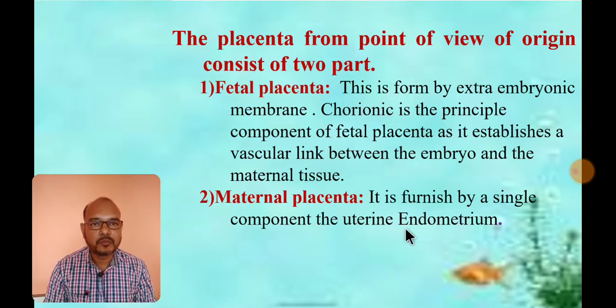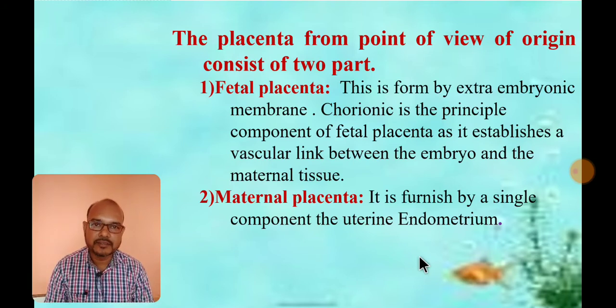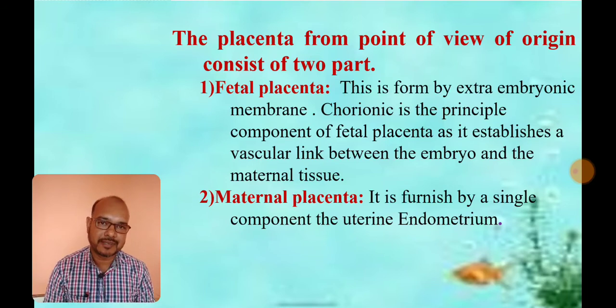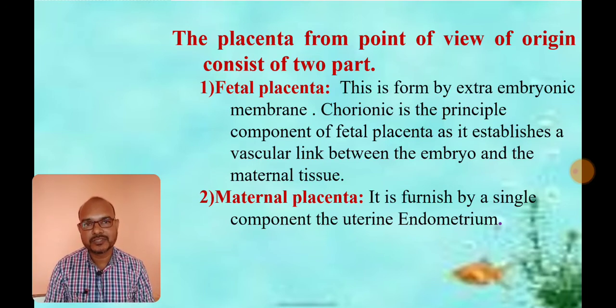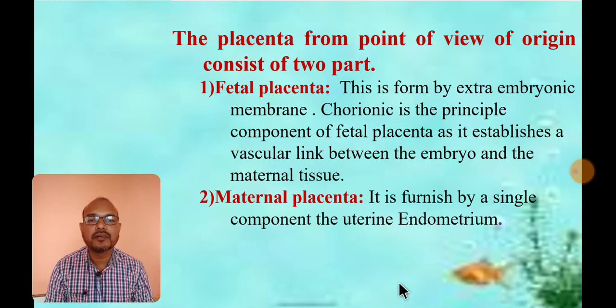We will see the placenta from the point of view of origin; it consists mainly of two parts. First is the fetal placenta and the second one is the maternal placenta. The fetal placenta is formed by the extraembryonic membrane. The chorion is the principal component of the fetal placenta, as it establishes a vascular link between the embryo and the maternal tissues. The maternal placenta is furnished by a single component and is attached to the uterine or endometrium wall.